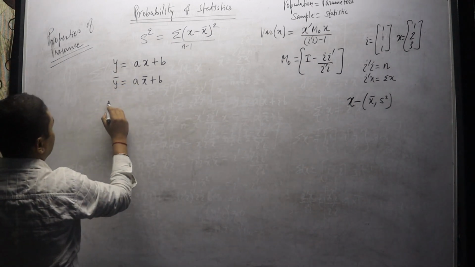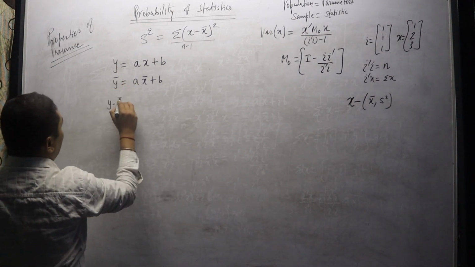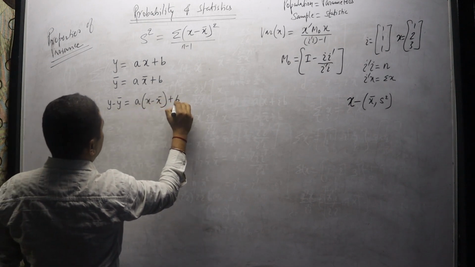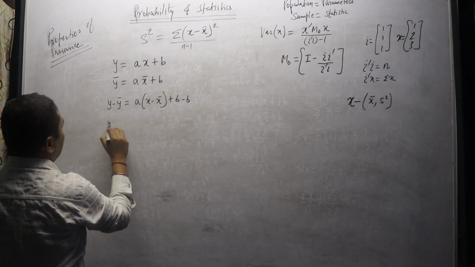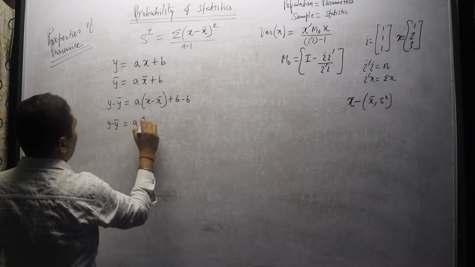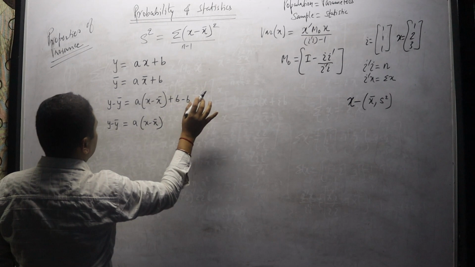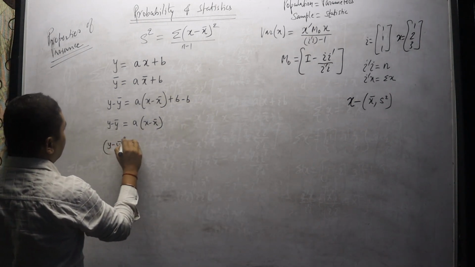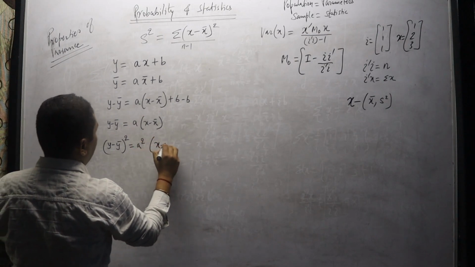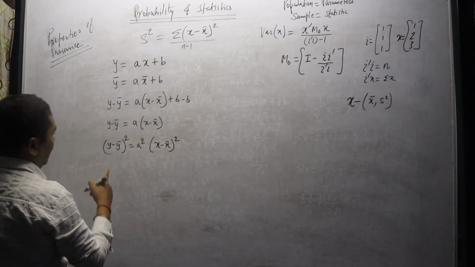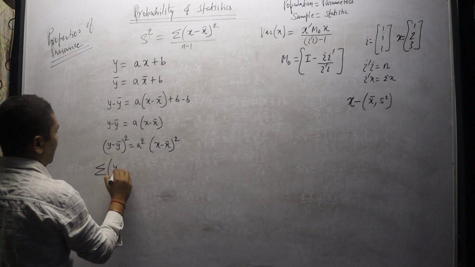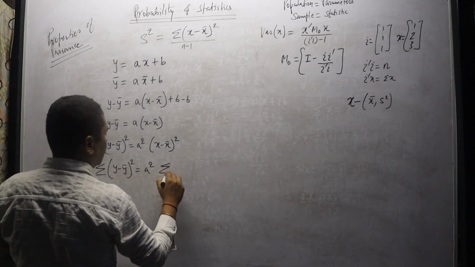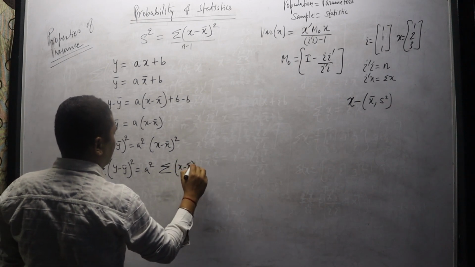And if we subtract both of them, y minus y bar is equal to, our a is common, x minus x bar plus b minus b, and this is 0. Y minus y bar, this is equal to a times x minus x bar, because this is 0. Now let us square this. It is equal to y minus y bar whole square. This is equal to a square and then x minus x bar whole square. And if we take the sum on both the sides, summation y minus y bar whole square is equal to a square, this is constant, that's why I've taken it outside of this summation, and summation x minus x bar whole square.